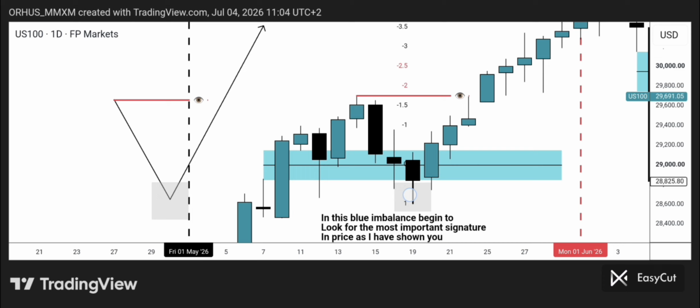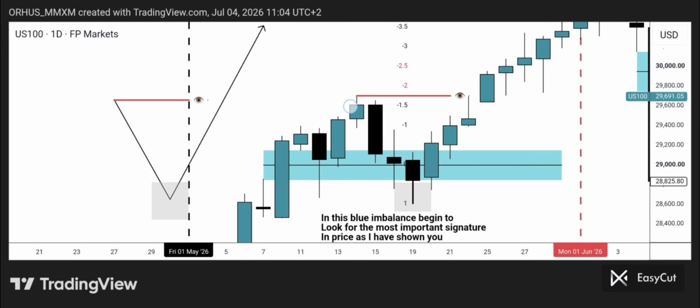In this case, this is a market maker buy model. So I'll be looking for a high to form at this point. I want a high to form there inside of an imbalance and get displaced through with another fair value gap. What I mean will be shown to you in the next slide.